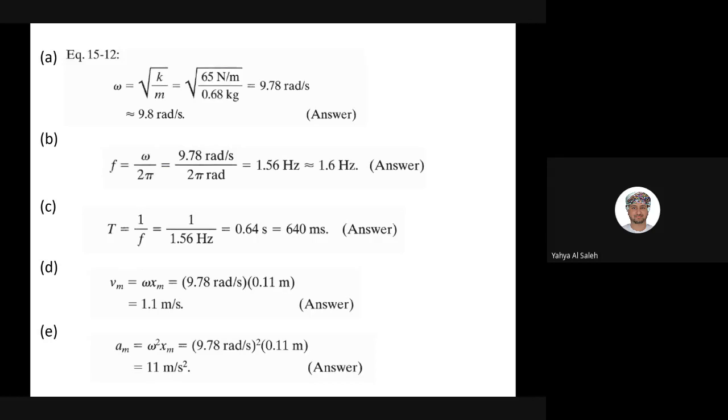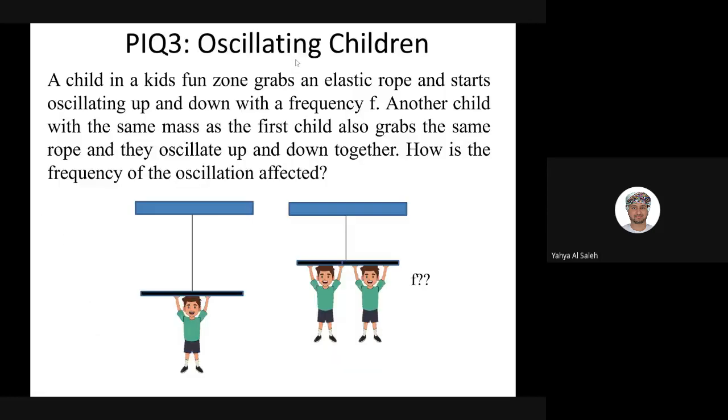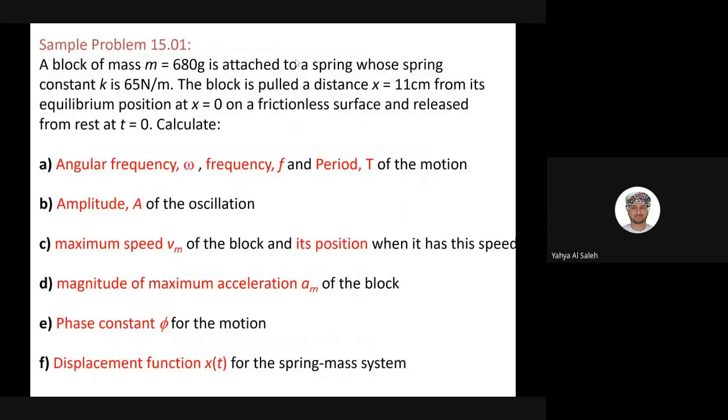Okay. The maximum velocity, we said, is omega xm. We know omega. We know our maximum amplitude is 11 centimeters. We can get the maximum velocity. Same way, we can also get the maximum acceleration. And at the very end, we now want to find the phase constant and the entire displacement function.